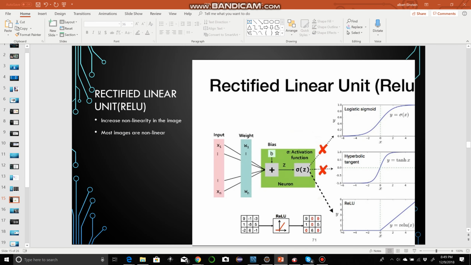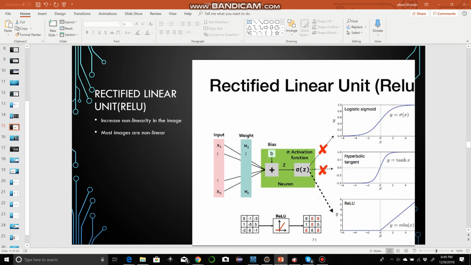What I want to talk to you about now, which I think is important, is the rectified linear unit. This is an activation function that is used in artificial neural networks, more specifically in convolutional neural networks, because it increases what we call nonlinearity of the image. We could use other types of activation functions, but the ReLU function is probably the most effective here. Rectified linear unit increases nonlinearity.